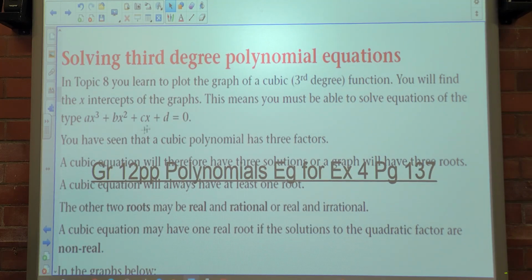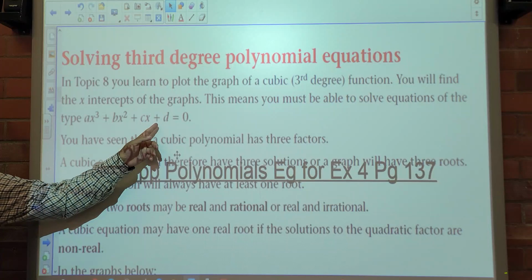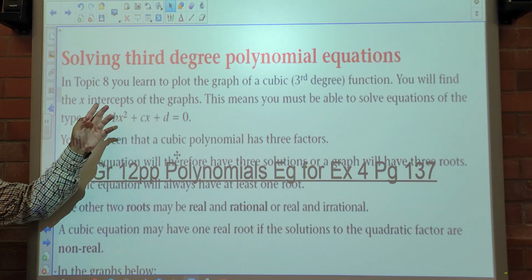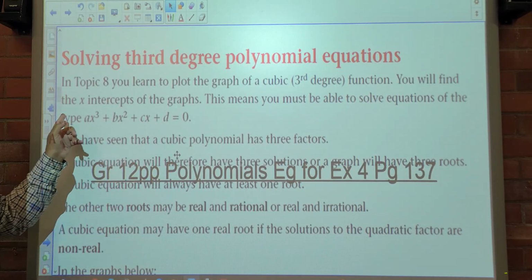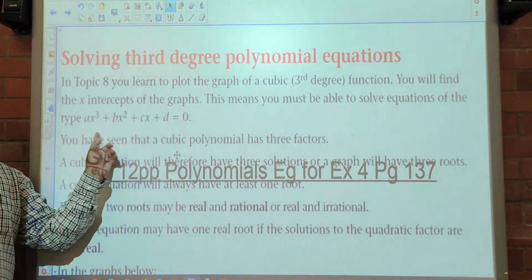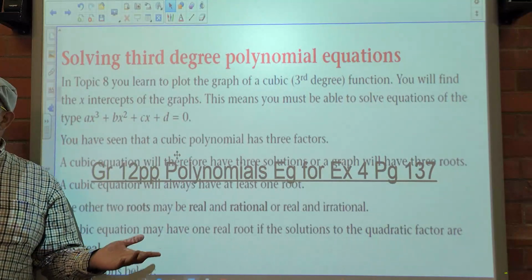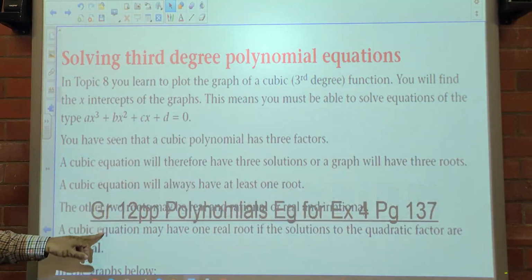You will find the x-intercepts of the graphs. This means you may be able to solve an equation of the type x cubed plus bx squared plus cx plus d. Okay? We are moving in that direction where, in the previous exercises, we were able to factorize this. Not so? And we know if we set it equal to 0, it becomes an equation, and then we can solve for x there.